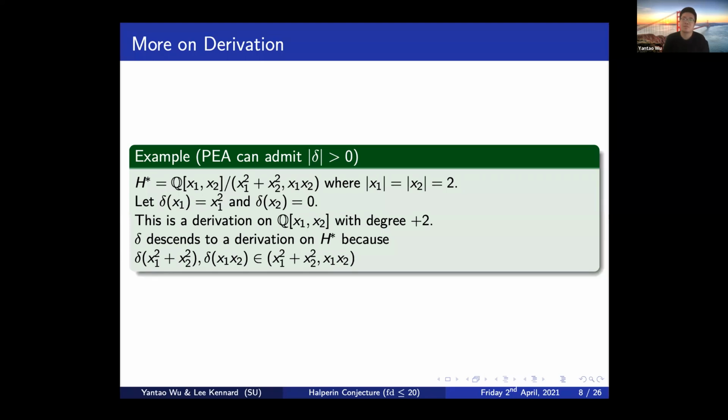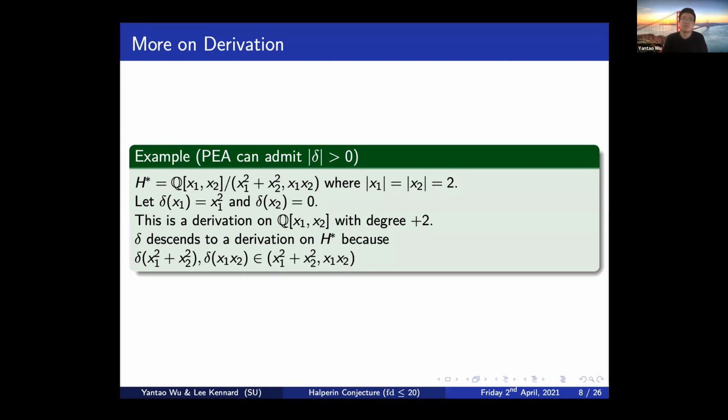Second relation is x1 times x2. By the previous process, we can see that it is from a regular sequence of even degree and satisfies homogeneity. We define something to be delta, which maps x1 to x squared and maps x2 to 0. Notice that the 0 can be any degree, so the degree of 0 is nowhere defined. We can arbitrarily define a degree of 0 here. So we can see that it is a derivation on the polynomial algebra with positive degree 2.